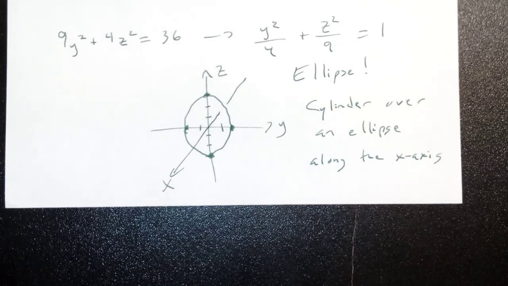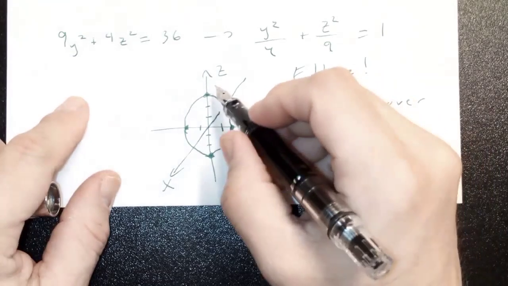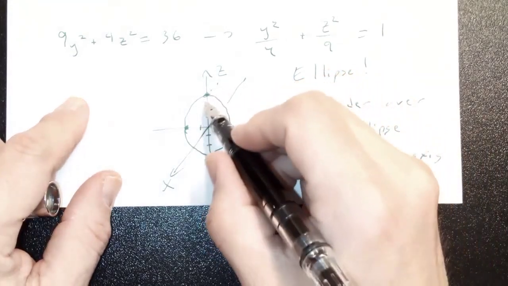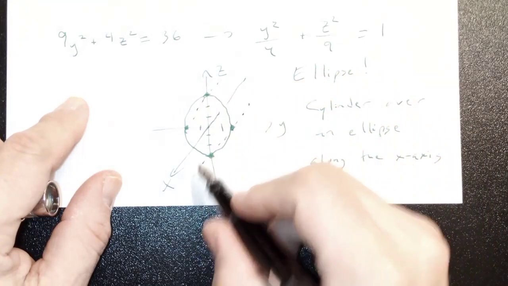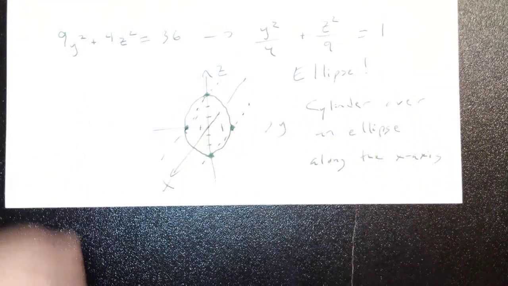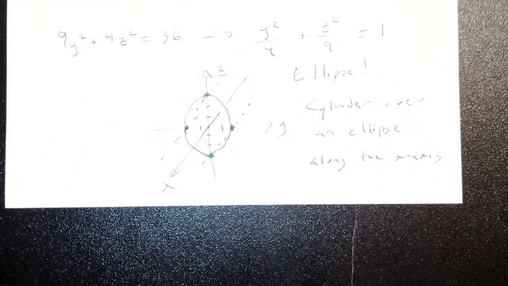But in this particular graph, all I've drawn is the cross section, the trace on the YZ plane. I should indicate somehow that there are rulings, but I also happen to have a computer, right?